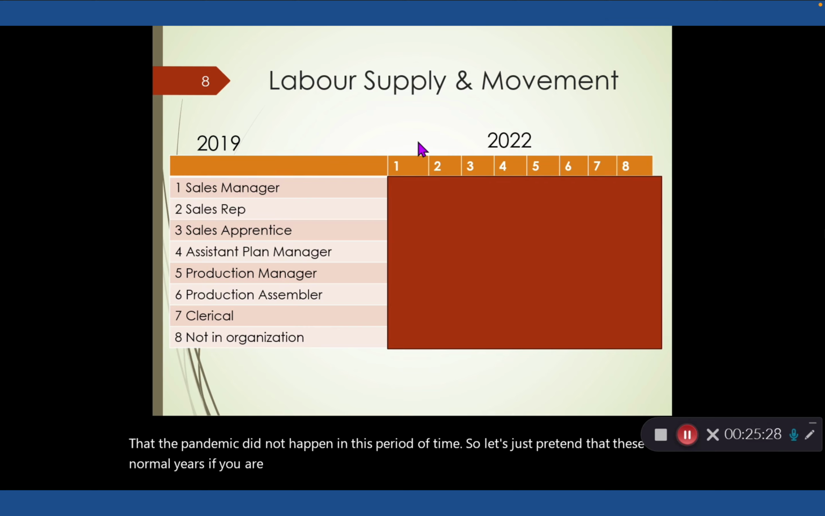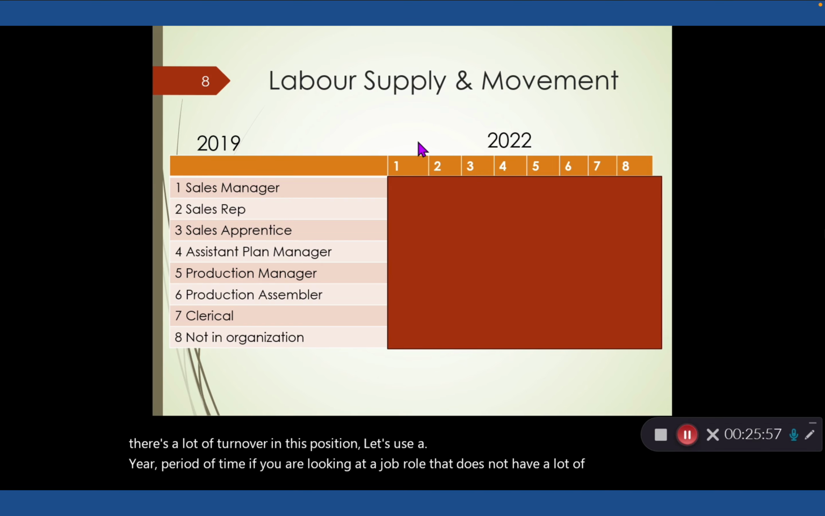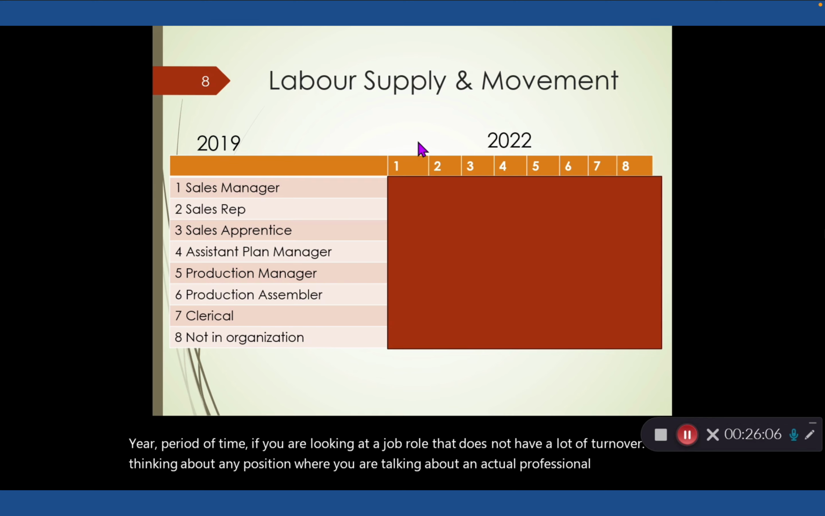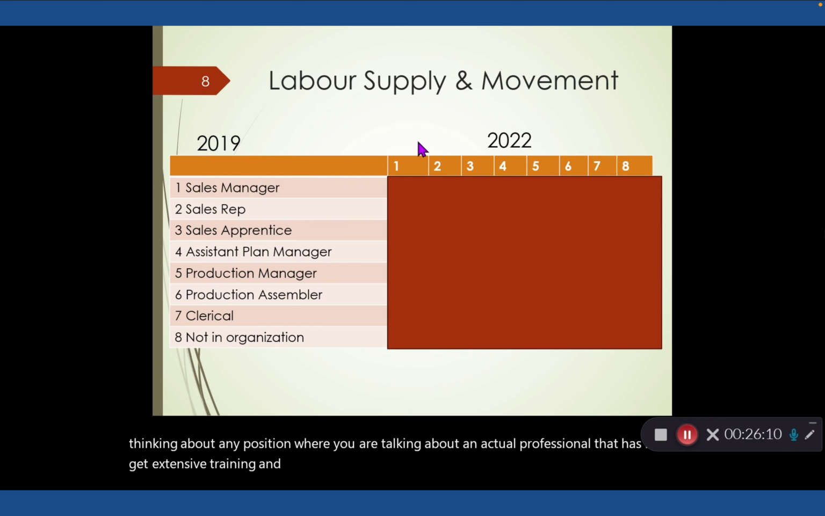If you are in an industry or you're trying to track the movement of job roles that are very volatile, meaning there's a lot of turnover, then you probably are not going to want to use a 3-year time period because that's too long. You might want to say instead, I know there's a lot of turnover in this position. Let's use a 1-year period of time. If you are looking at a job role that does not have a lot of turnover, so thinking about like any position where you are talking about an actual professional that has had to get extensive training and certification, there typically is not going to be a lot of turnover.